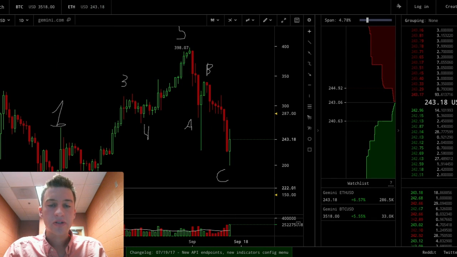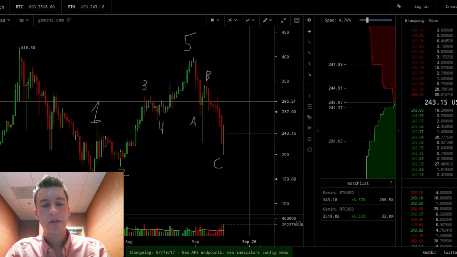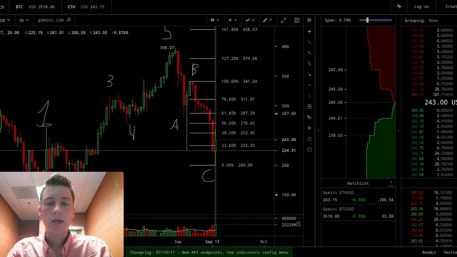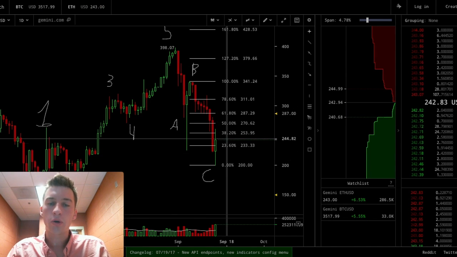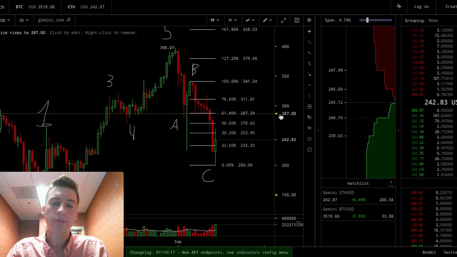So for those 3 reasons, I think that this is going to be a wave 1 up to 287. And the reason I picked 287 is because if we do this and just draw the wavelength of wave C, typically wave 1 will go to 61.8 of wave C, which here would be 287.